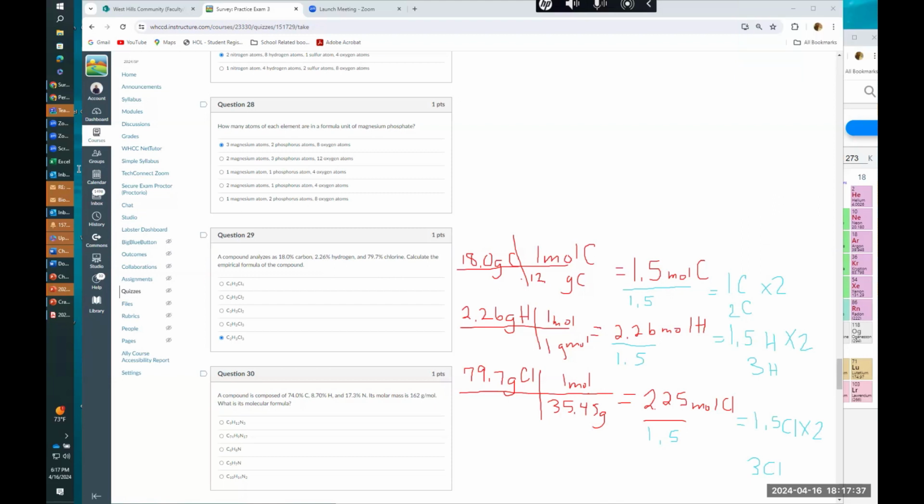So my little table is, if you have anything that ends with 0.2, you're going to multiply it times 5. Anything that ends with 0.33 or 0.3, so that will be 2/3, you're going to multiply that times 3. And if you have 0.25, you're going to multiply that times 4.